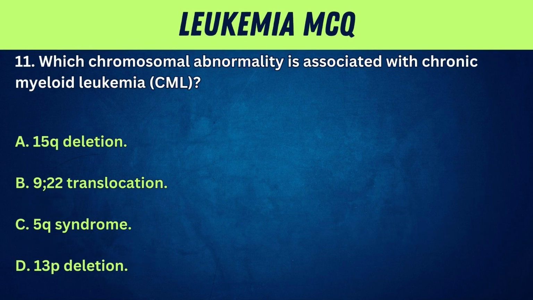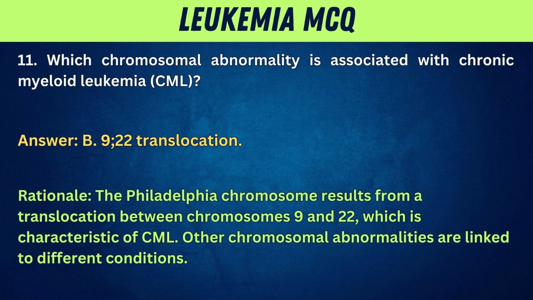11. Which chromosomal abnormality is associated with chronic myeloid leukemia, CML? A. 15q deletion. B. 9;22 translocation. C. 5q syndrome. D. 13p deletion. Answer: B. 9;22 translocation. Rationale: The Philadelphia chromosome results from a translocation between chromosomes 9 and 22, which is characteristic of CML. Other chromosomal abnormalities are linked to different conditions.